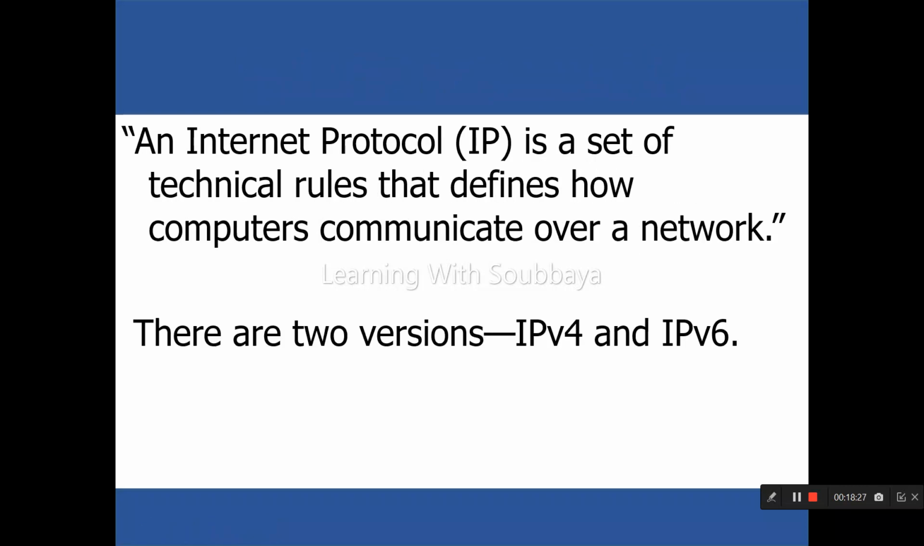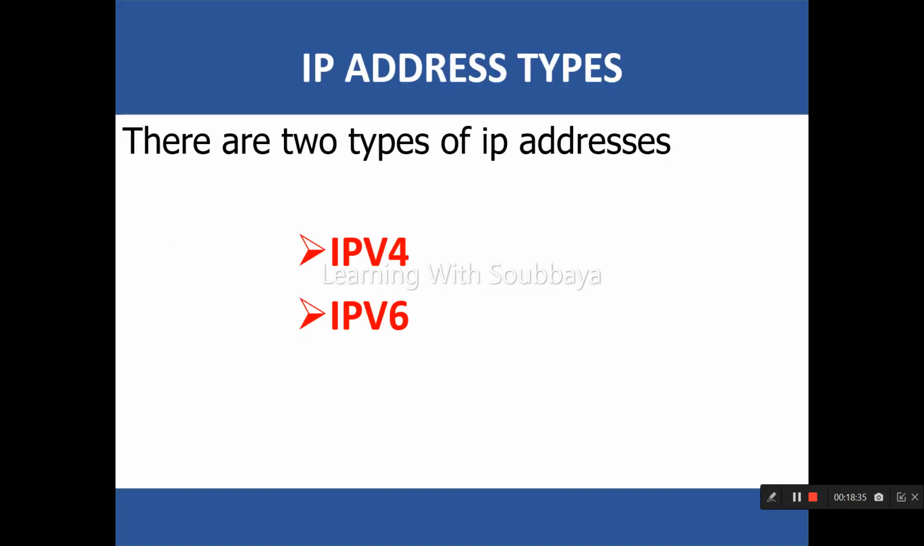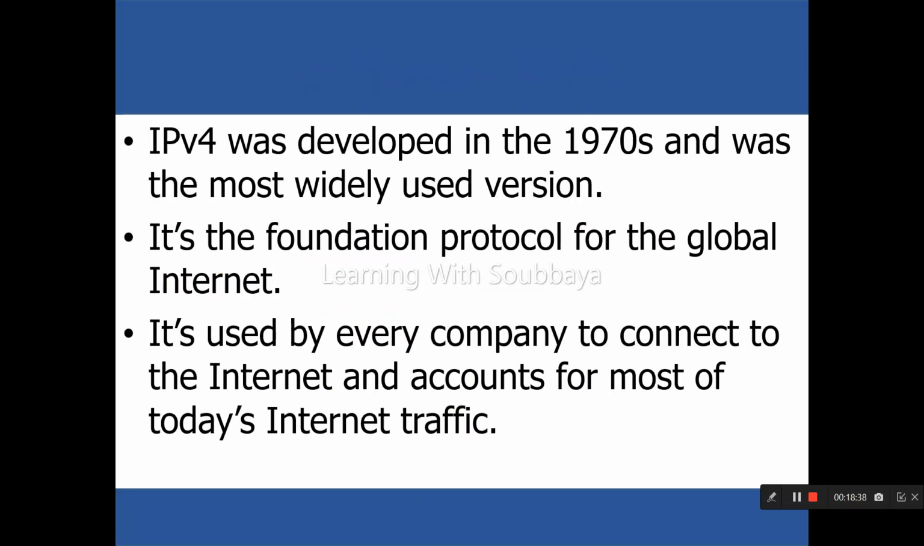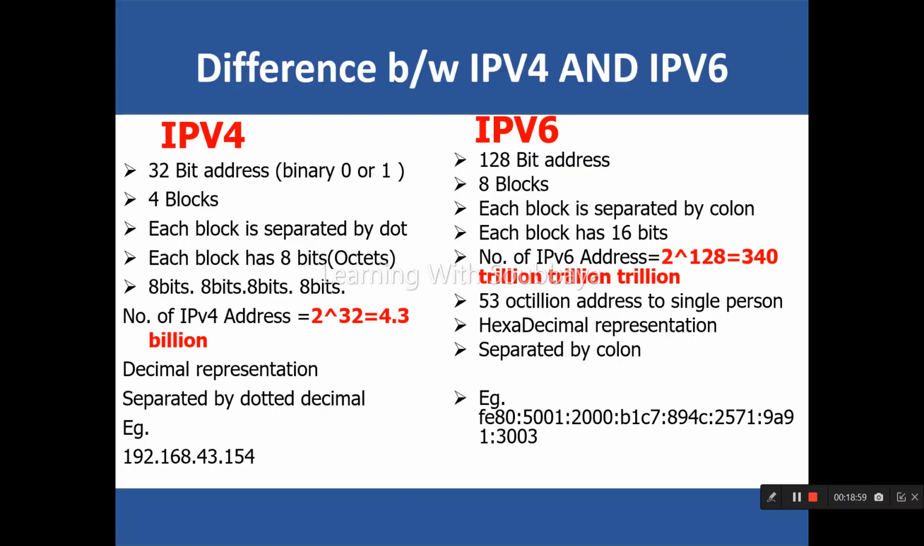In the IP address, there are two versions available, right? IPv4 as well as IPv6. In 1970, we discovered IPv4. But due to the internet growth and the corporate world, the number of IPv4 addresses is not enough for us. That's why we are going for IPv6. Initially we had IPv4 only. Right now we have IPv4 as well as IPv6.